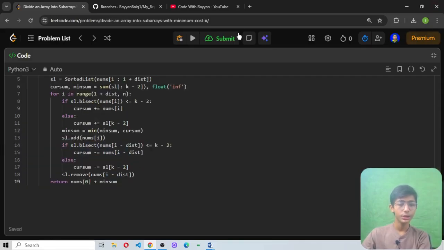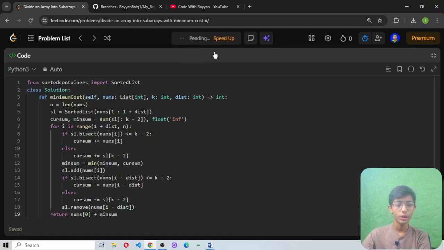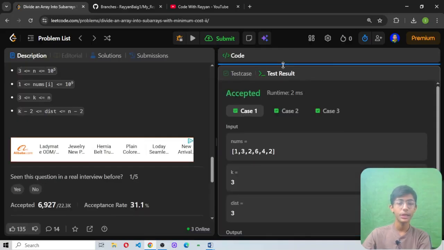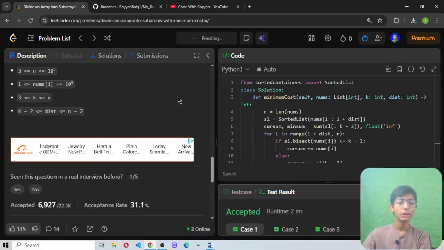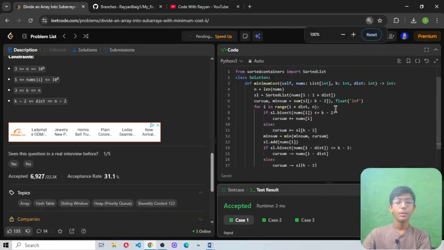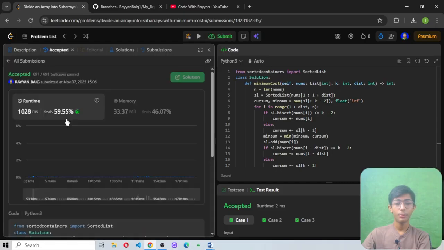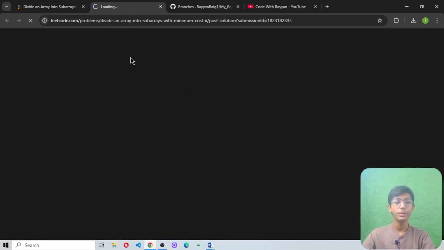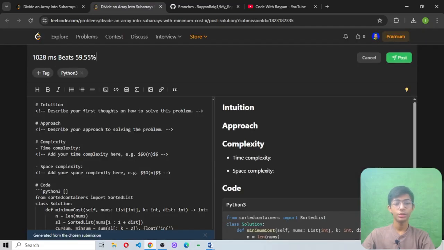So now the last thing is to see the running code. When I run this code, let's see whether it is correct or not. If it is not, we will recheck. So now it has been accepted: case 1, case 2, case 3. All the 3 cases are accepted. The last thing is to submit the code, because the submission is very important. So it has been submitted, and it beats 60% of people. Let's post the solution here.